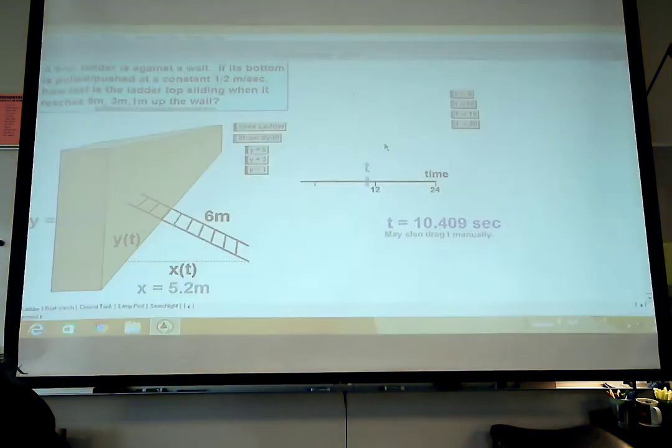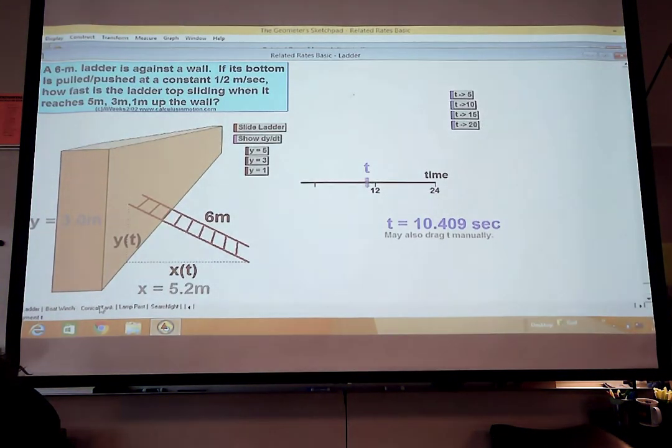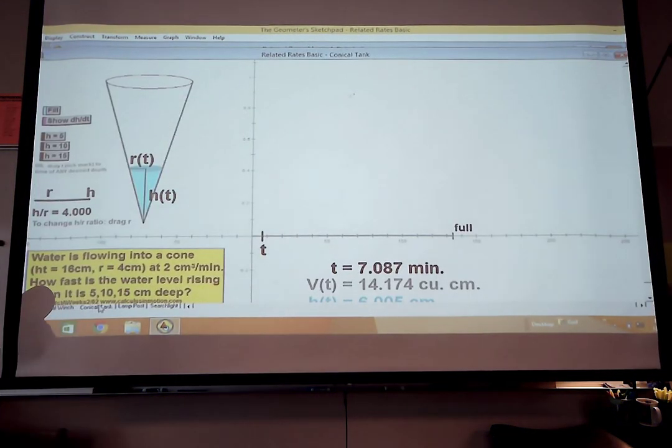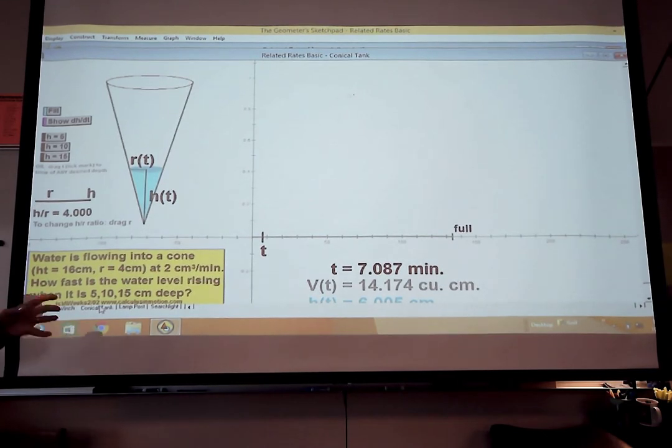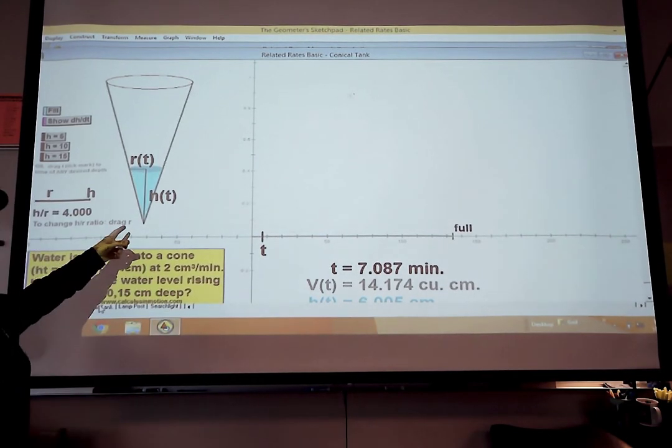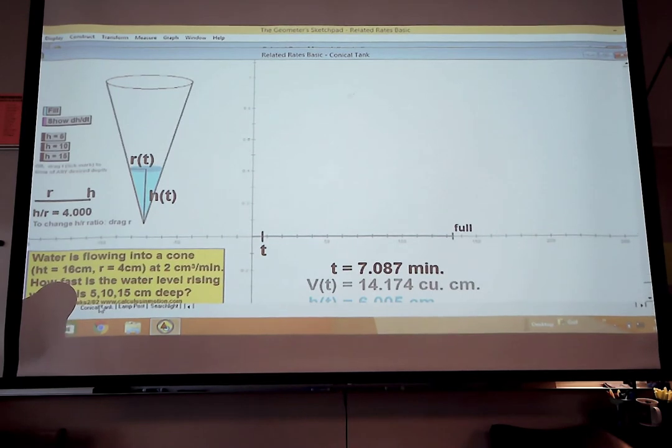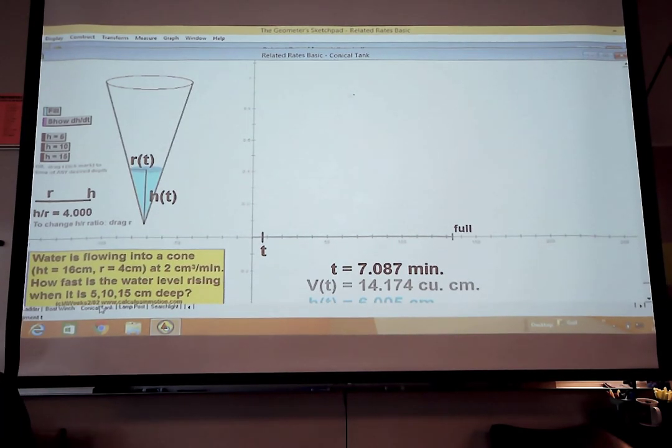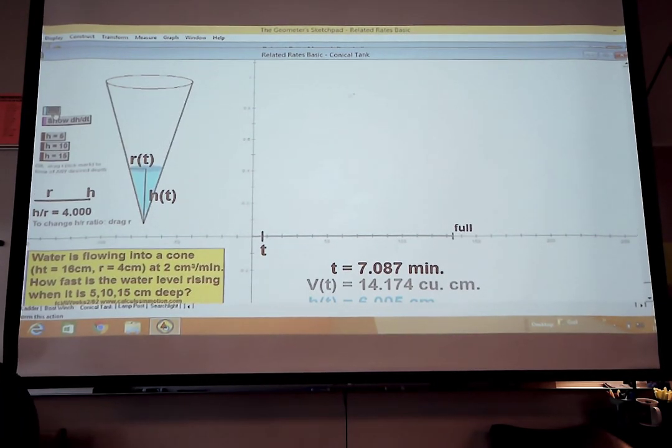Okay, let me show you the next two problems. I think we've got a cone and an intersection. We've got a cone and an intersection. Okay, so here's the cone, right? It's like one of those little water cups, and we're going to fill the cone up with water. Here I go. Fill.